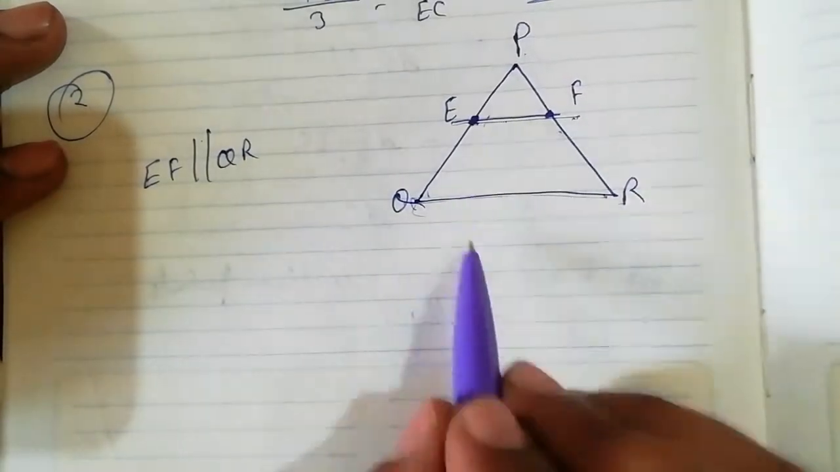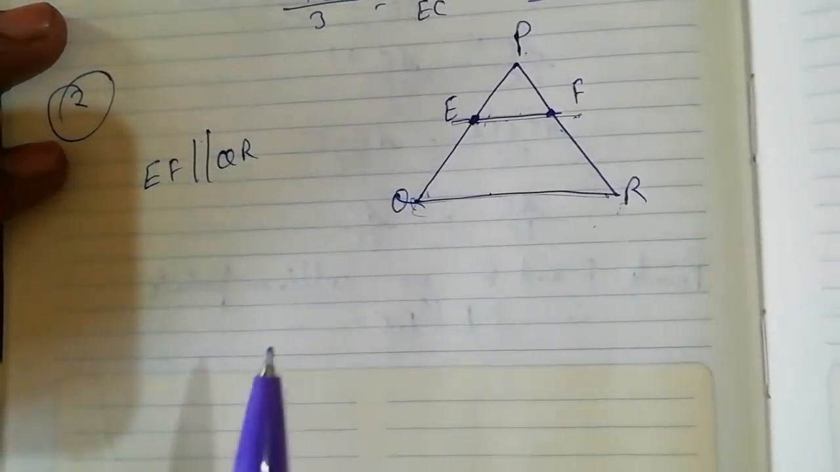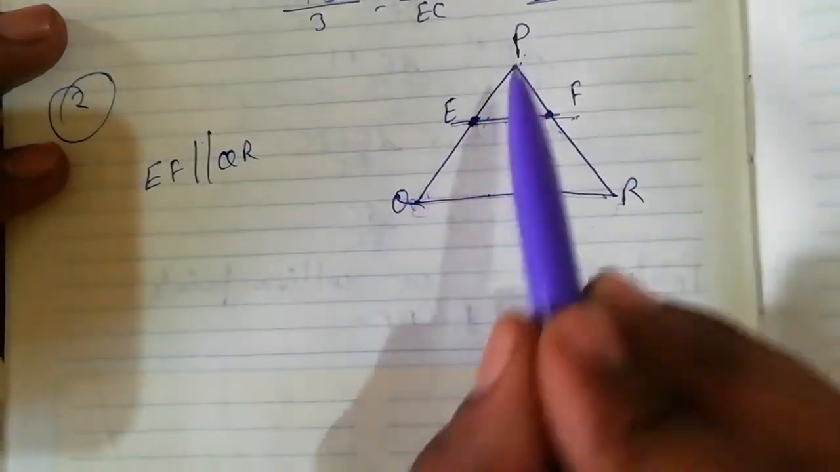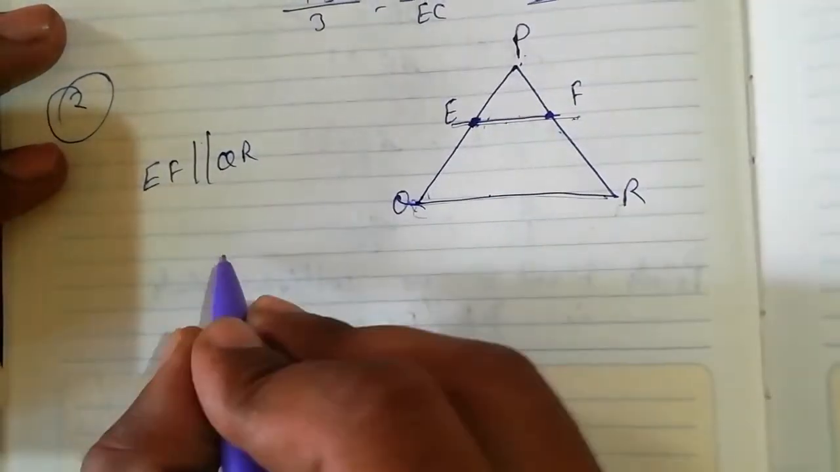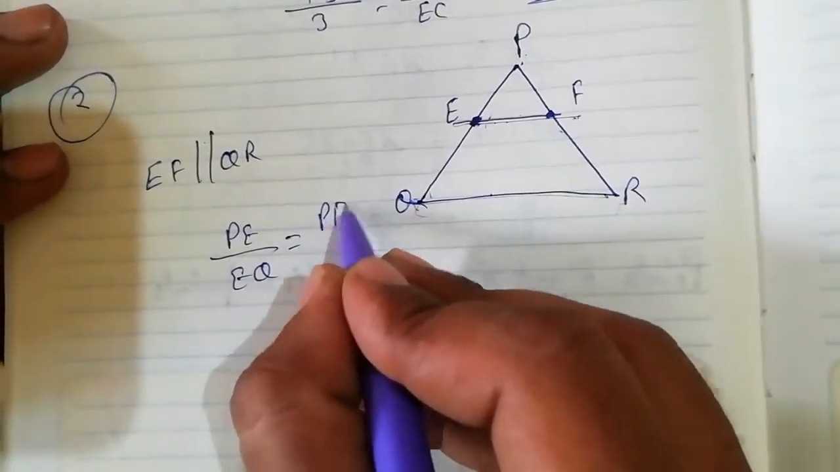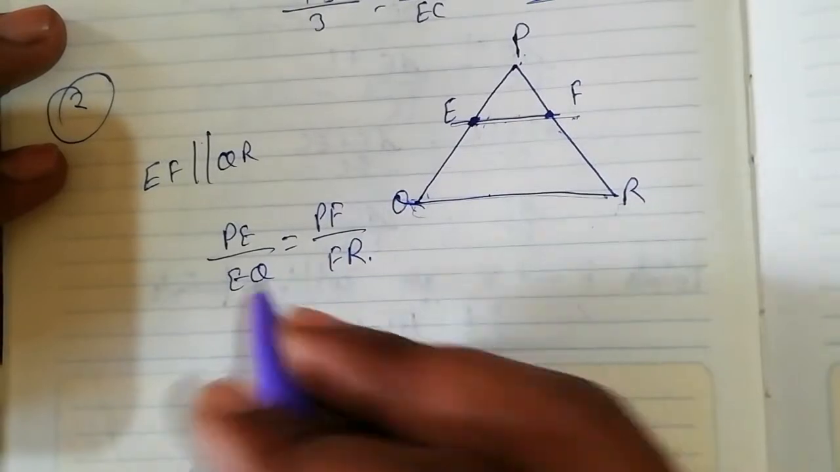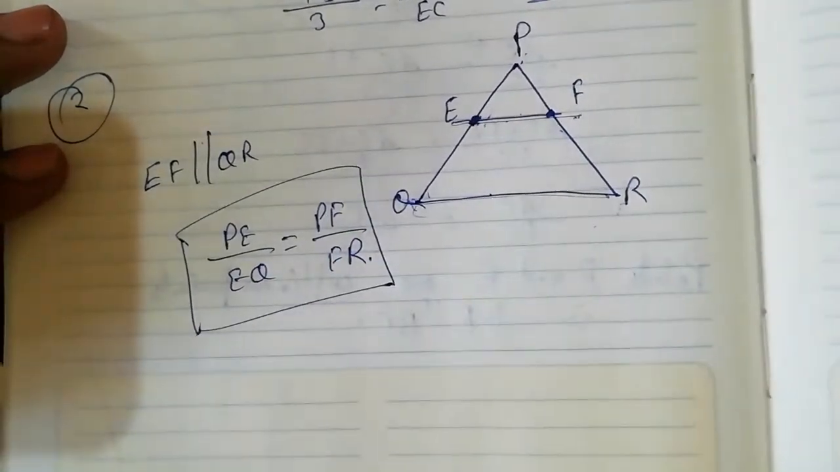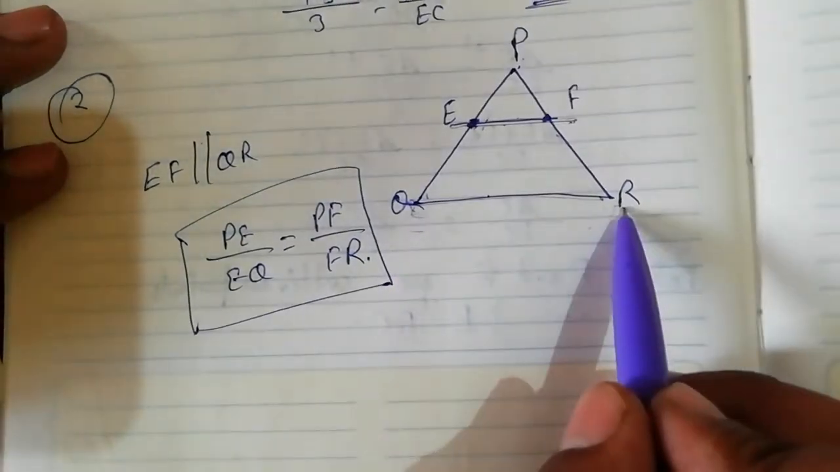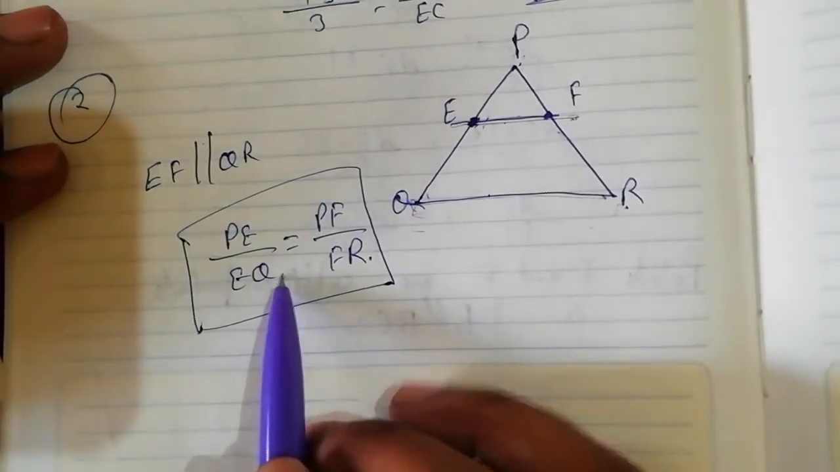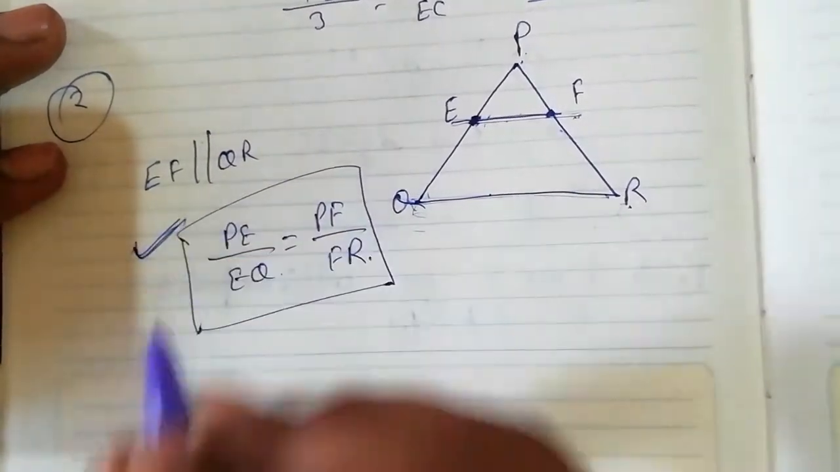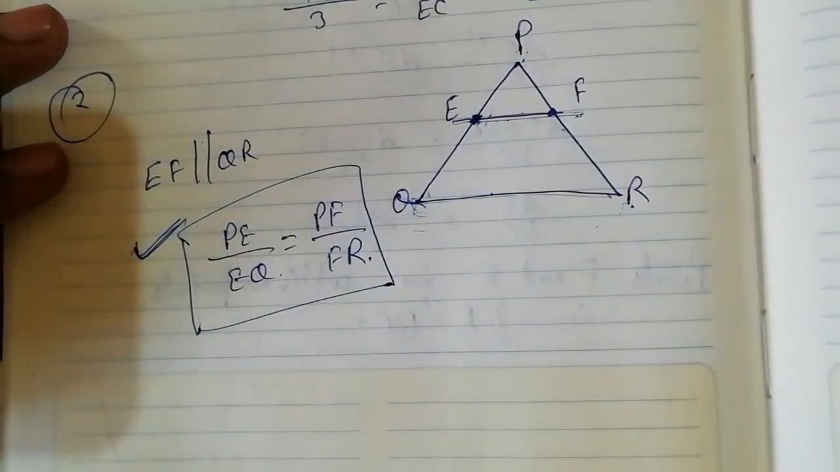When it is parallel, what we have to prove is that PE upon EQ equals PF upon FR. If we get this in the same proportion, then only we can say that EF is parallel to QR. So all you need to do is put all the values in this formula. Now let's move to another question.